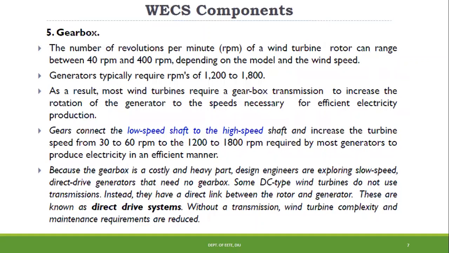Just about the gearbox, I want to show you that basically the wind turbine rotor can range from 40 rpm to a maximum of 400 rpm depending on the model and the wind speed, but generators typically require 1200 to 1800 rpm. That's why the gearbox is used. The gearbox connects the low speed shaft to the high speed shaft. You can understand the function of the gearbox.